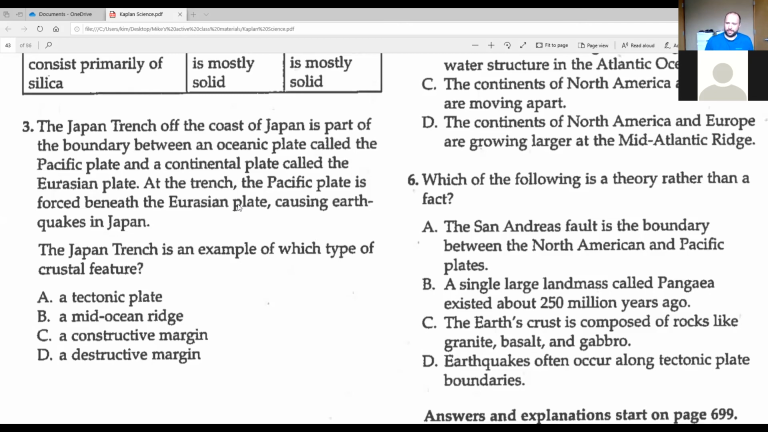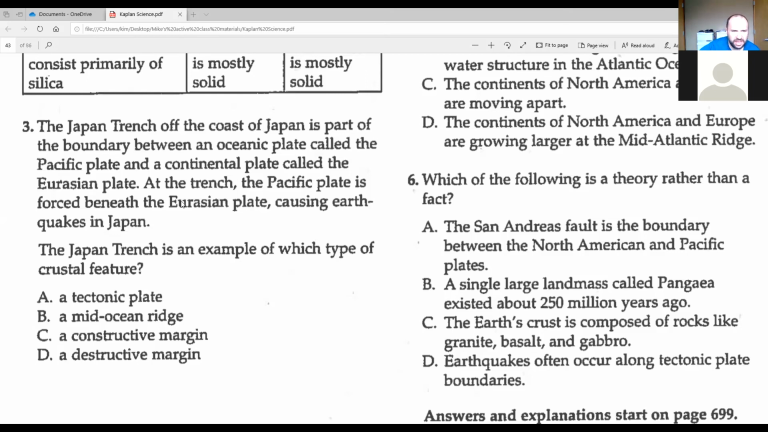And remember, these are describing 2 opposite types of plate boundaries, constructive and destructive. Remember which one goes which way? Constructive means new crust is being made, and so if new crust is being made, plates are moving away from each other. Destructive margins are where plates are destroying crust, which means they're moving towards each other.